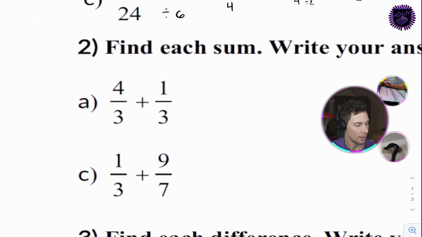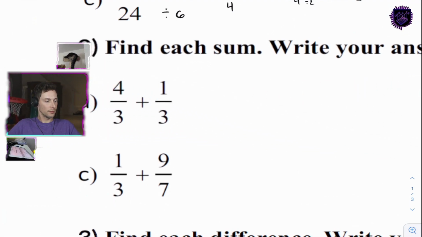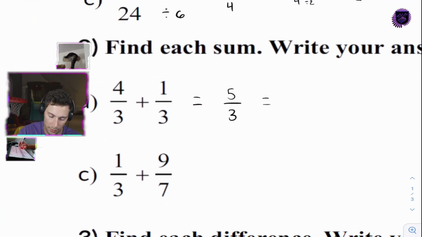2A. I'm going to switch my camera view. 2A. Okay, so 2A is 4/3 plus 1/3, which will be equal to 5/3, which will be equal to 1 and 2/3. One was easy.